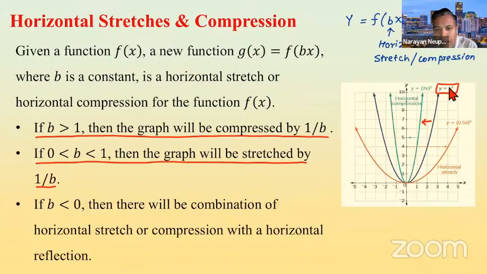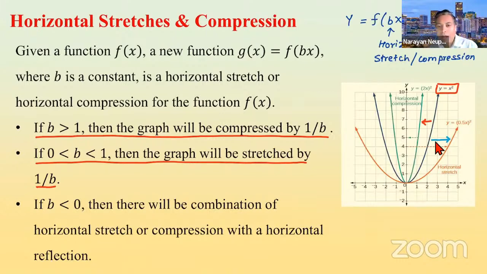If I multiply this x by a decimal number, 0.5 here, you can see the graph becomes wider. It is going away on that side. Meaning of that is the graph is stretched, right? Stretched horizontally. If we multiply by a number more than 1, the graph will compress.